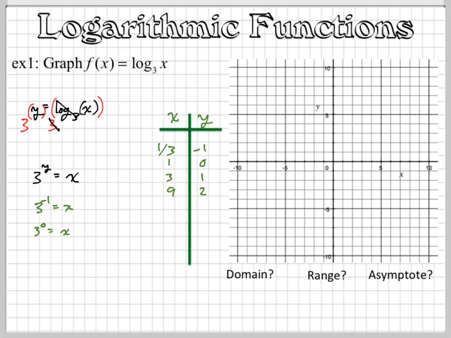Then I graph it. So I go to 1/3, -1. 1/3 is about right there, and I go down to -1. And then 1 goes to 0, and 3 goes to 1, and then 9, which is way over here, goes to 2. This line will never ever cross the y-axis. The y-axis is your asymptote.